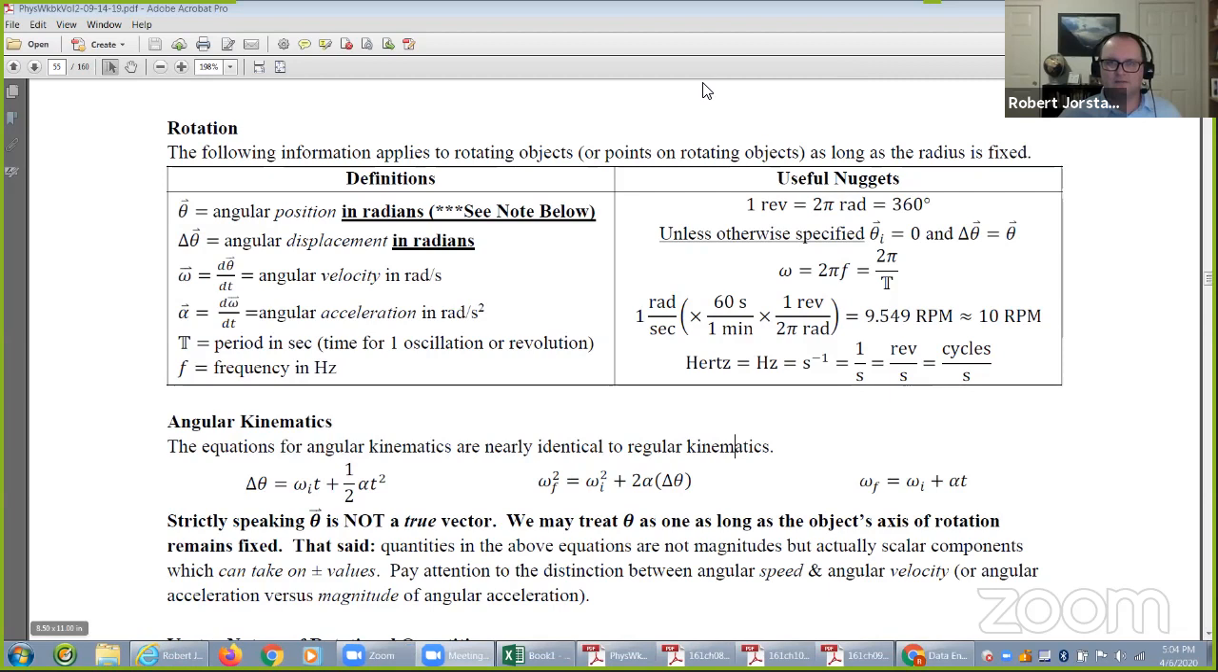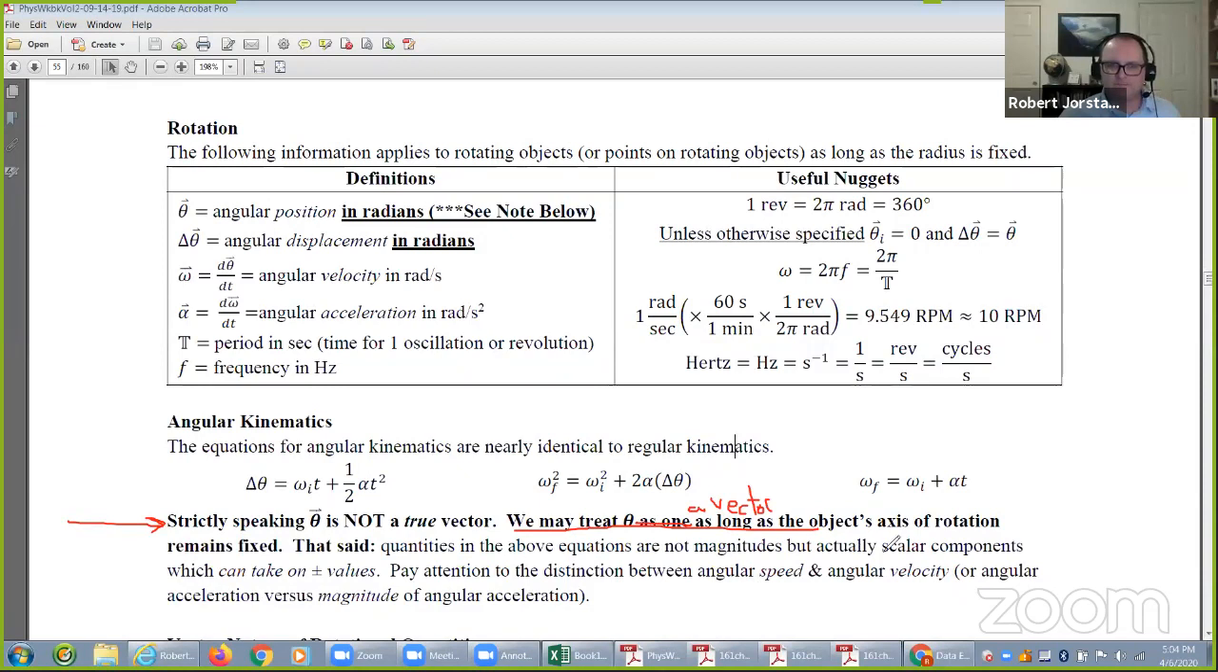Now, before we get too crazy, I want to point out, strictly speaking, theta is not a true vector. As long as we restrict ourselves to one plane, then we're true. So we could treat theta as a vector as long as the object's axis of rotation remains fixed. So if we have a record player and it's spinning a record, or if you have a ball that's spinning or a bike wheel that's spinning, as long as you don't change the axis of rotation, we're going to treat this thing like a vector.